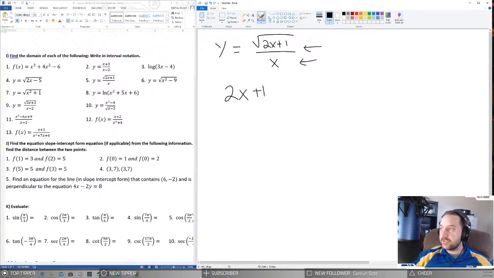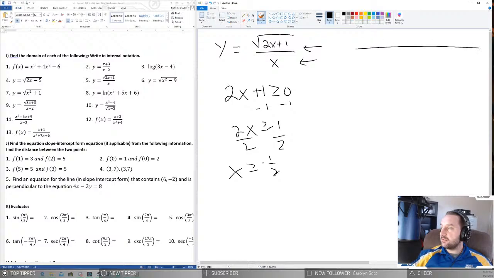So the first thing, that 2x plus 1 that's inside of the square root, I never want that negative. It can be 0, it can be positive, but it can't be negative. So that's why we say greater than or equal to 0. Because numbers that are greater than or equal to 0 are positive numbers and 0. So we're going to solve that. So I get x is greater than or equal to negative 1/2. So that's my first layer of domain.